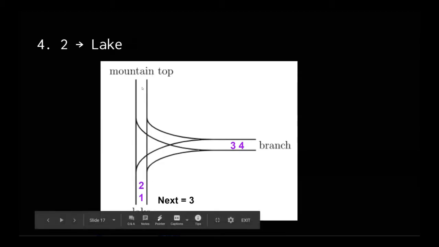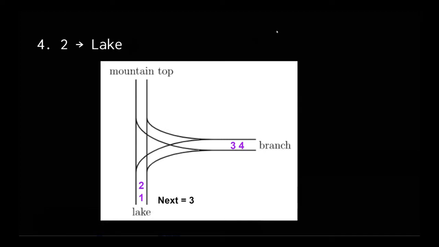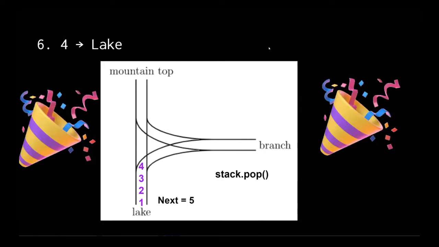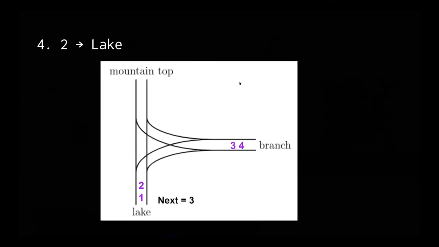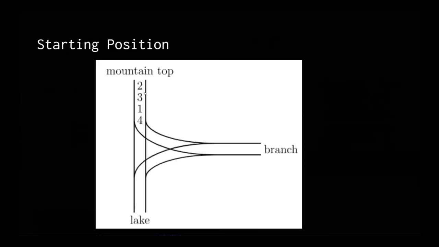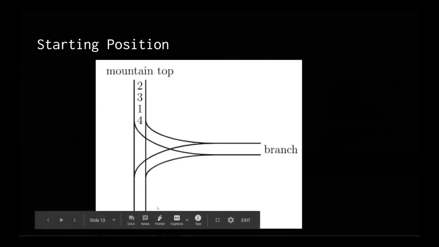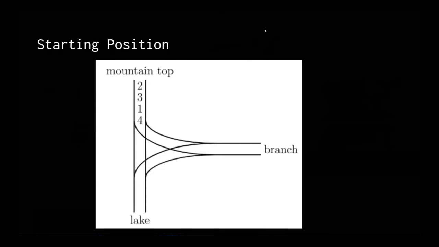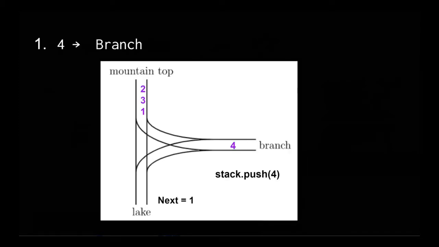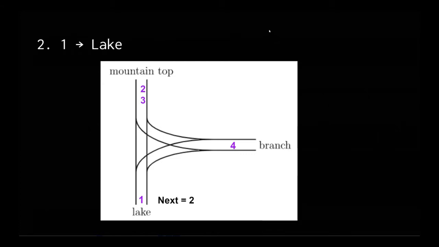Now, finally, we have nothing else in the mountaintop, which means we have to push everything from the branch into the lake, like that. So let's reiterate that one more time. We start with 2, 3, 1, 4, the original configuration. The first one we want is 1, but 4 is not 1, so we're going to push that to the branch. 1 is the one we want, so we push it to the lake. 3 is not the one we want, so we push it to the branch. We push 2 because that's the one we want, and we insert everything from the branch back into the lake.